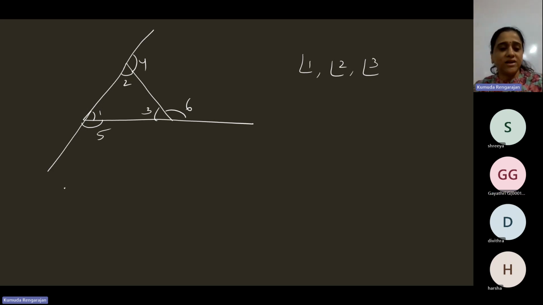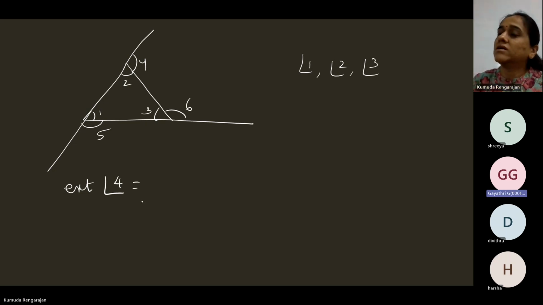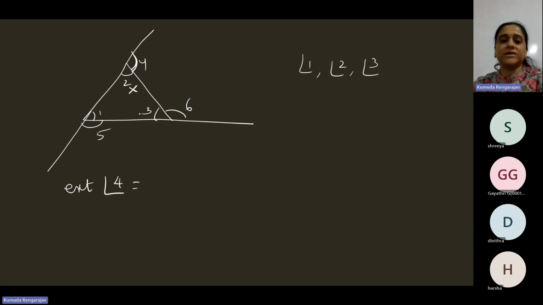Now, exterior angle 4 is equal to? Angle 1 plus angle 3. So the exterior angle property is, this is angle 4. Leave this interior angle. I'll tell you one thing. For angle 4, this is called the immediate interior angle. These are the interior opposite angles.